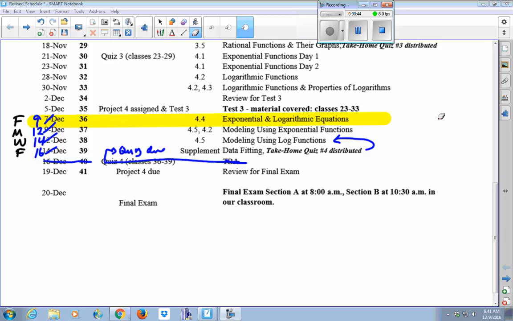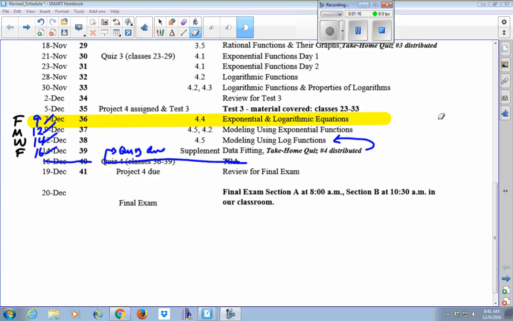So in terms of your assessments, remember, next Wednesday I will give you take-home quiz 4, and it will be due on Friday. I put an arrow up here. So next Wednesday is your take-home quiz, and it's due on Friday. We will still have our review for the final on the last day of class, which is the 19th. That's still sacred. We didn't lose that, thank goodness.